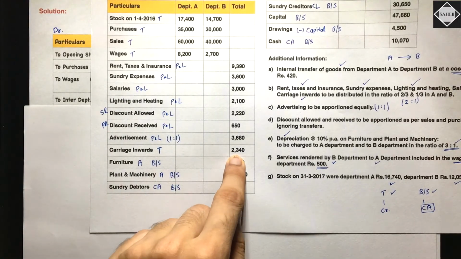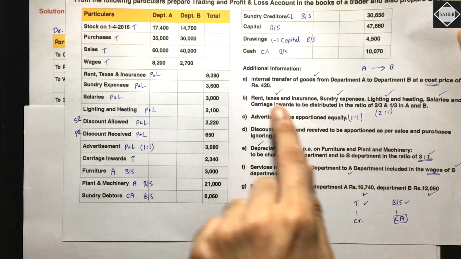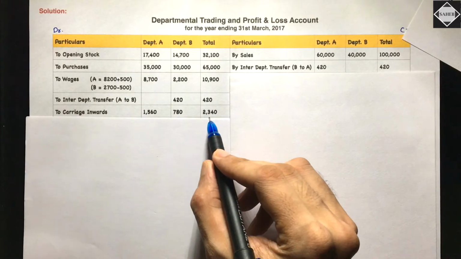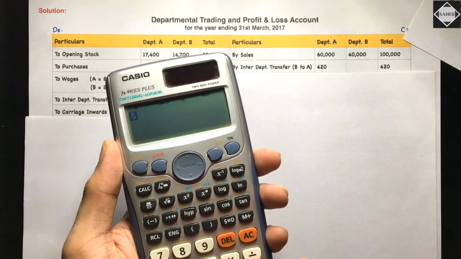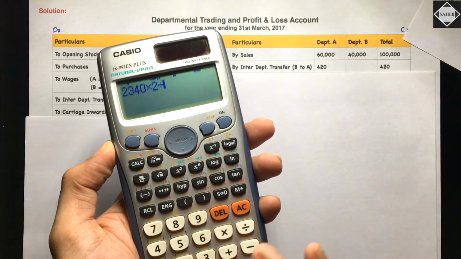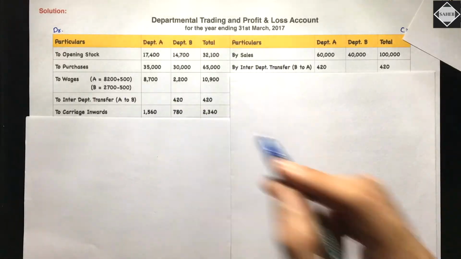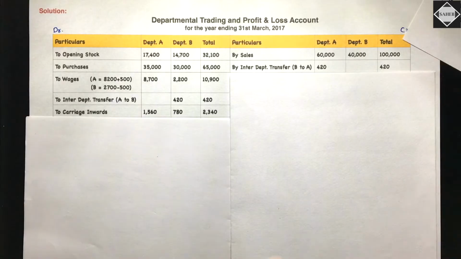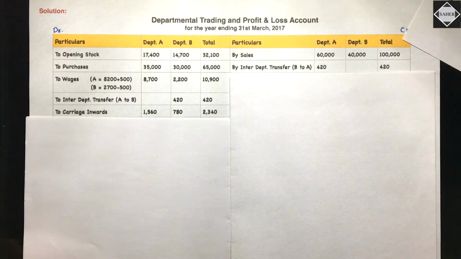How much? 2340. How are we going to apportion this? The question has said we have to do this in, see here, 2:1. Carriage inwards, right? So we'll do it in 2:1. Carriage inward total is 2340. You will write in the total 2340. Then you will do the apportionment. 2340 into 2 divided by 3, that's equal to 1560, minus the whole amount 2340, that is equal to 780. Okay. The second department I have just found out as a balancing figure, because you know only two departments are there. For one we calculate, for the other balancing figure. Is it clear? Okay, understood.